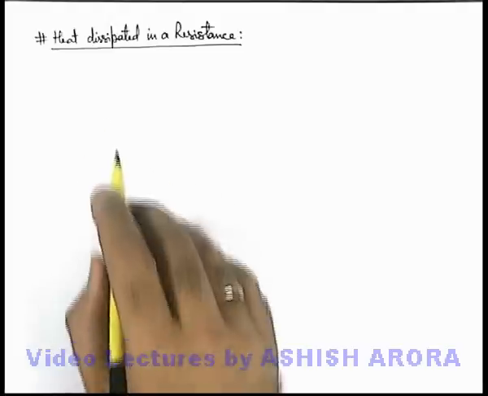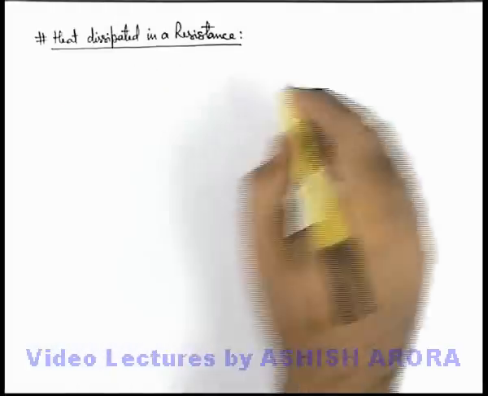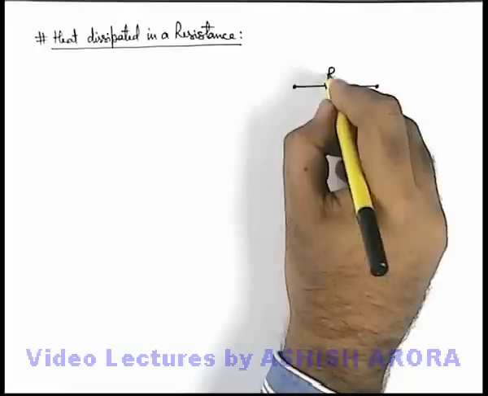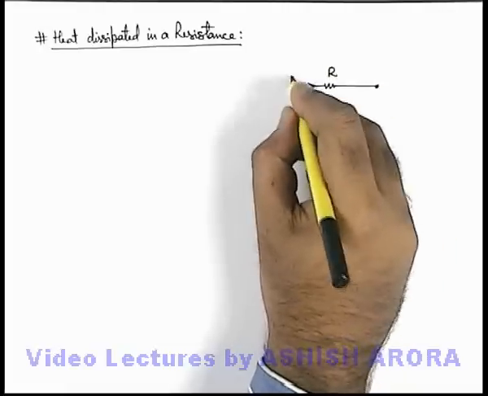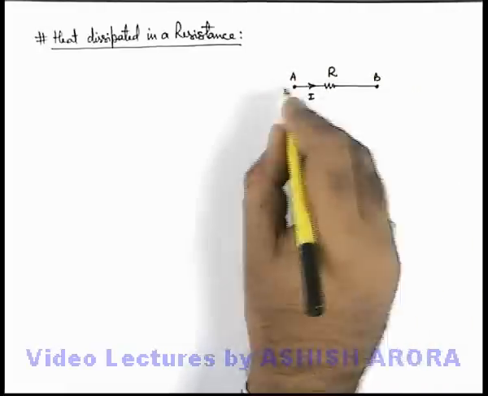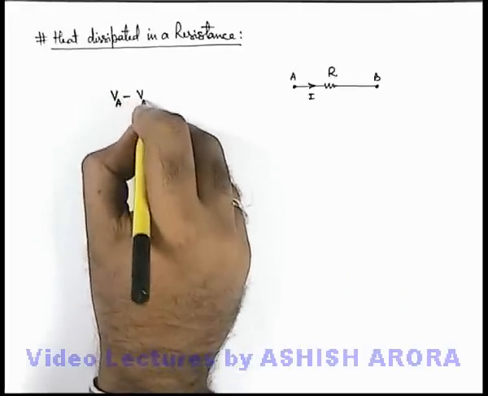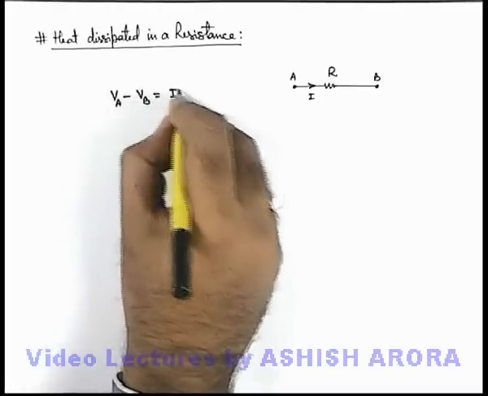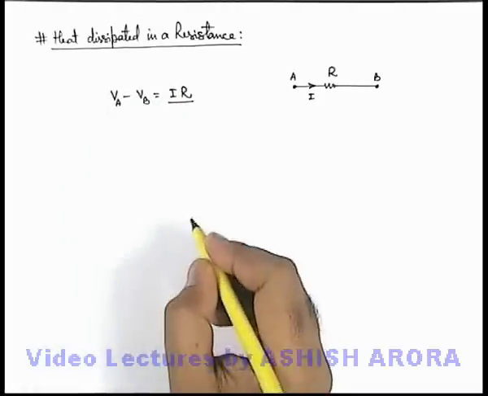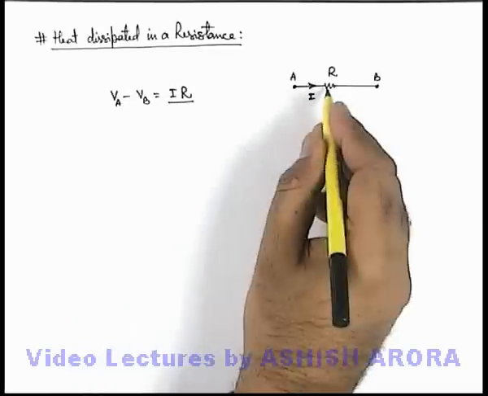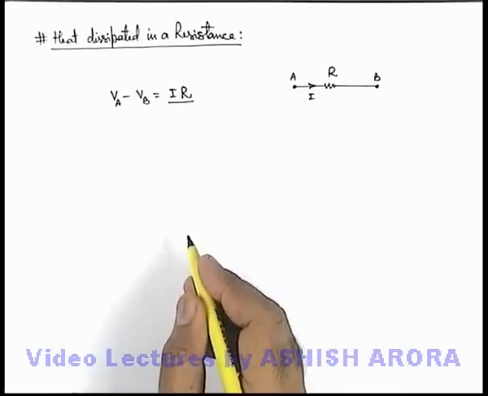Now we'll discuss heat dissipated in a resistance. We know in a circuit, if through a resistance R a current I flows, then VA minus VB, the potential difference across the resistance, can be written as IR according to Ohm's law, or this IR is the potential drop across this resistance R.